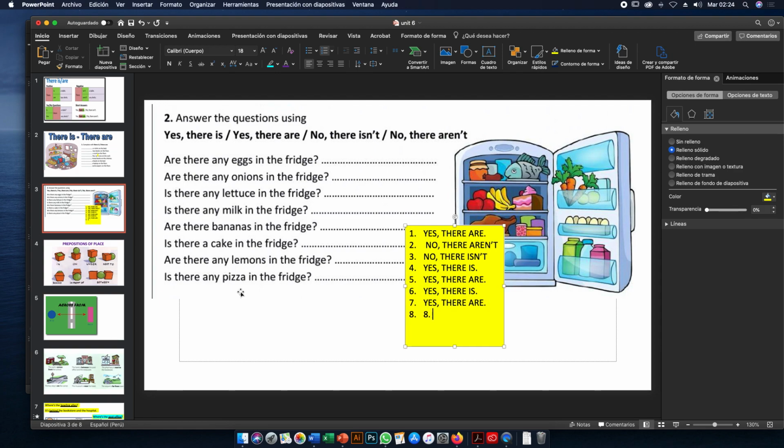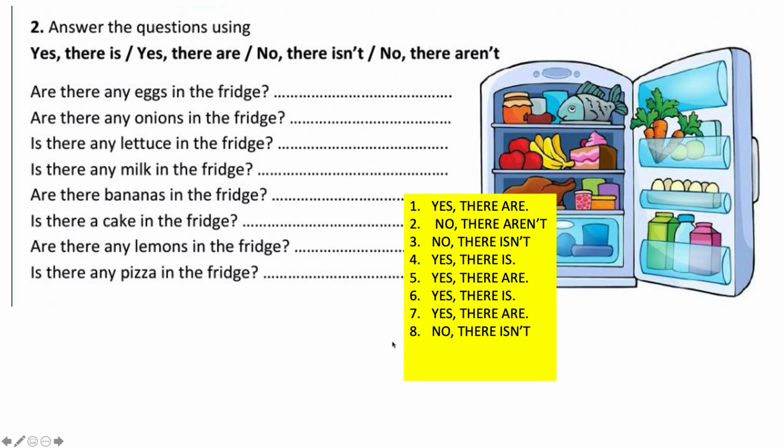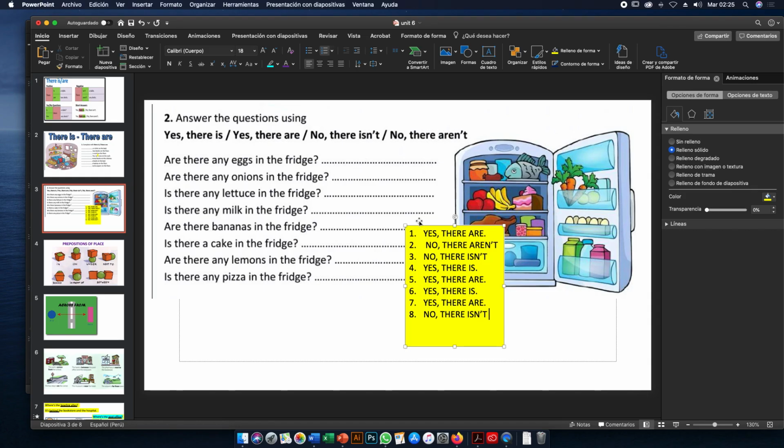And finally, number eight, is there any pizza in the fridge? Pizza. I cannot see pizza. Since I cannot see the pizza, I say no, and here I check. Is there? So if it is no, we say no, there isn't. All right. So here you can see examples of how these questions have been formed, and also the short answers, always considering if you're talking about singular or plural nouns.